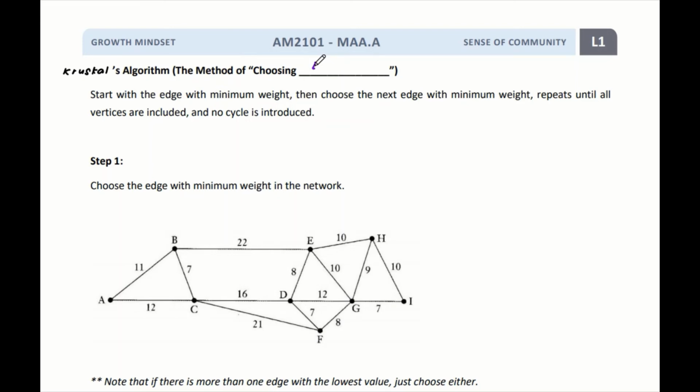The first one we talked about, Prim's, is choosing the vertices. For this one, we talk about choosing the edges. So we are going to start with the edge with the minimum weight, then continue to choose another edge with the minimum weight. We repeat this routine until all the vertices are included, and make sure that you are not creating any cycle in your spanning tree as well.